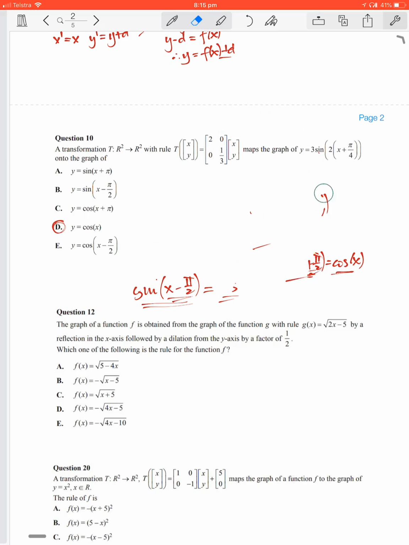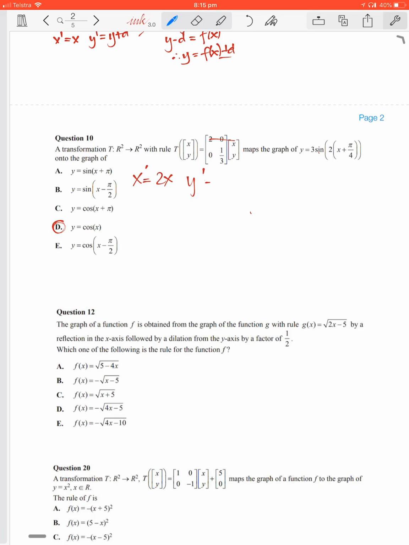Okay, so that was doing it with function notation. We can also expand it out. So x dash equals 2x, y dash equals y on 3. Therefore, x equals x dash on 2, y equals y dash times 3. Because when we times that 3 across, y equals 3y dash. If I sub that into the equation, I get 3y, because I'm replacing y with 3y. So 3y equals 3 sine. I replace x with x on 2, so 2x on 2 plus pi on 4.